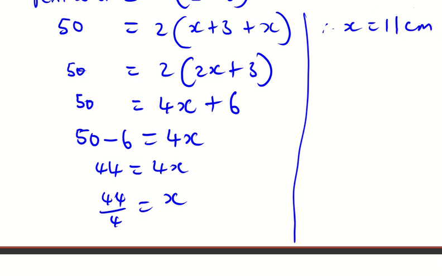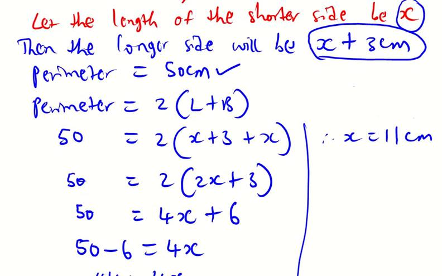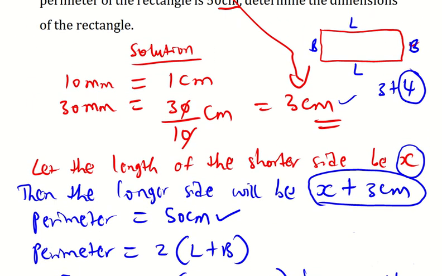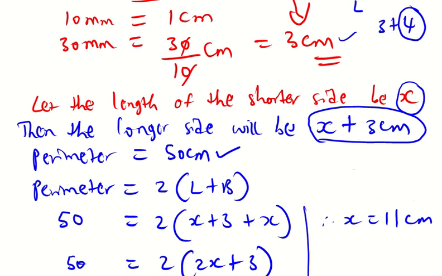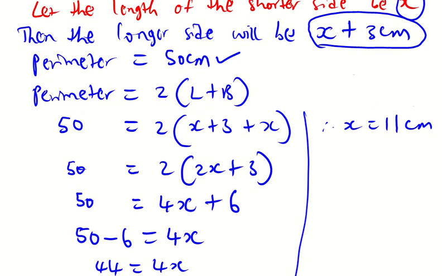Let's go back to the question and see what they ask us to find. They said we should find the dimensions of the rectangle. What that means is that we should find the length and we should find the breadth. We said the longer side is the length, even though we don't know that for sure, but usually the longer side is the length. Now, I'll say the shorter side is equal to what? 11 centimeters.